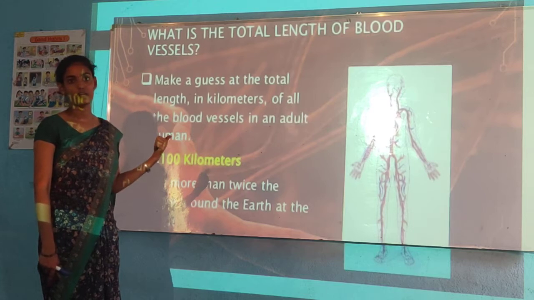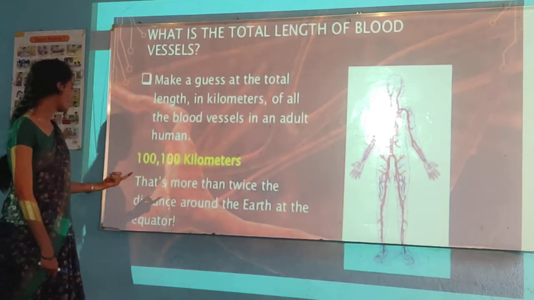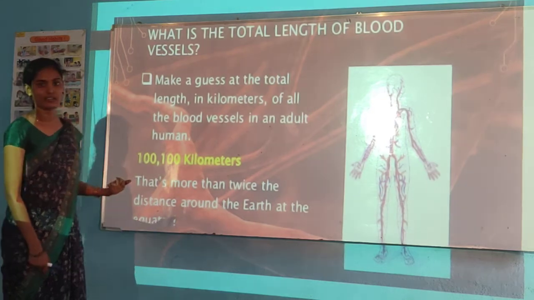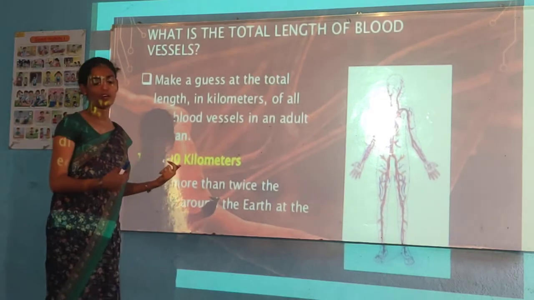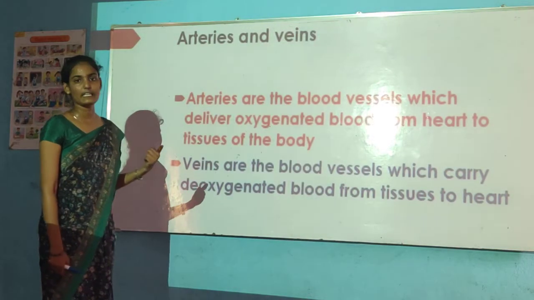There are 1 lakh kilometers of blood vessels present in our body. That's more than twice the distance around the Earth at the equator. So, 1 lakh kilometers. Now, arteries and veins.